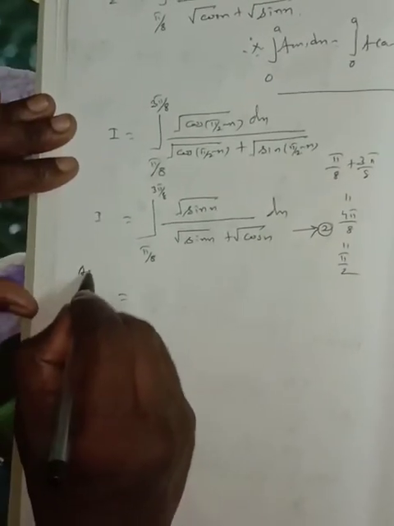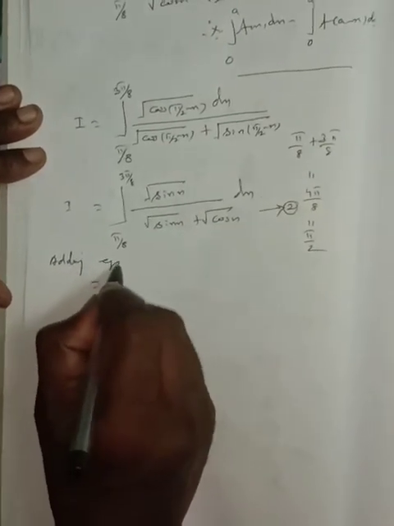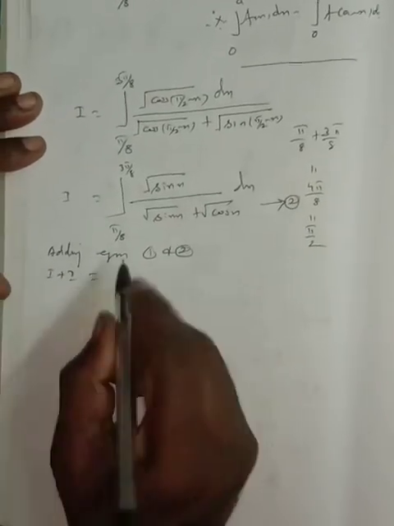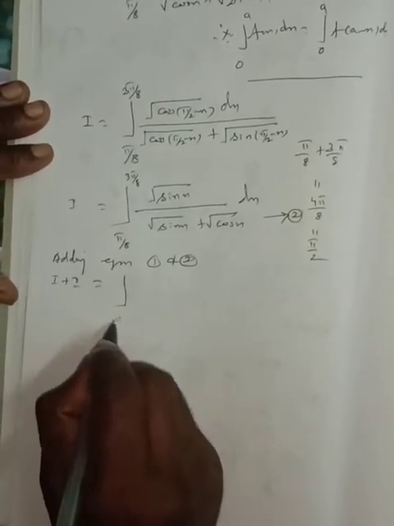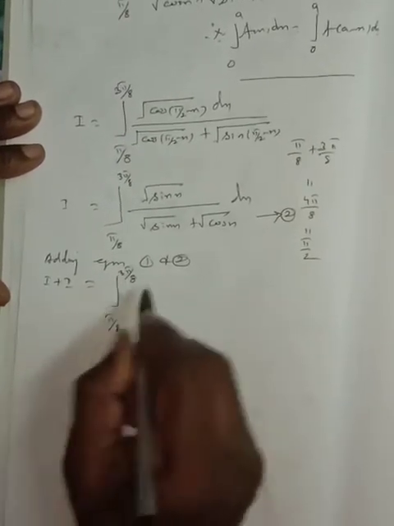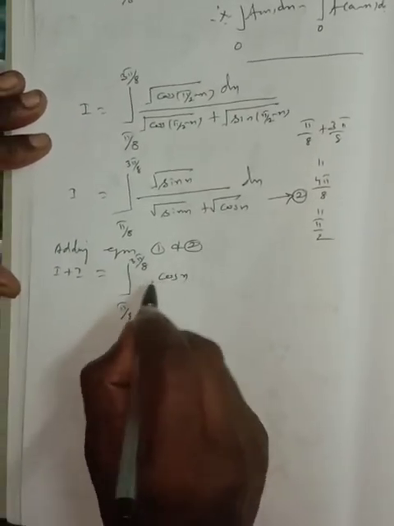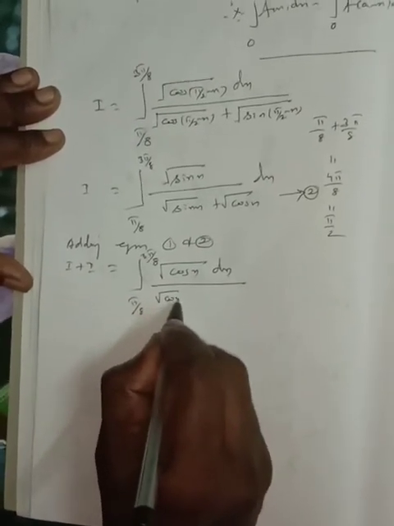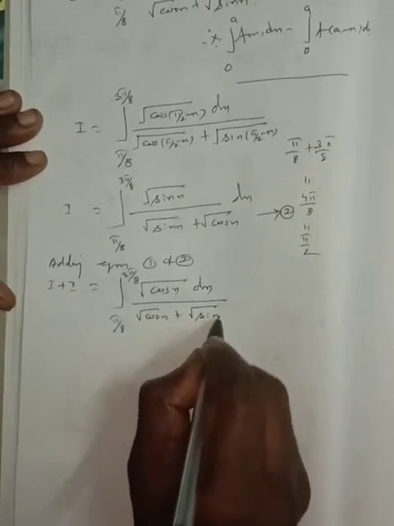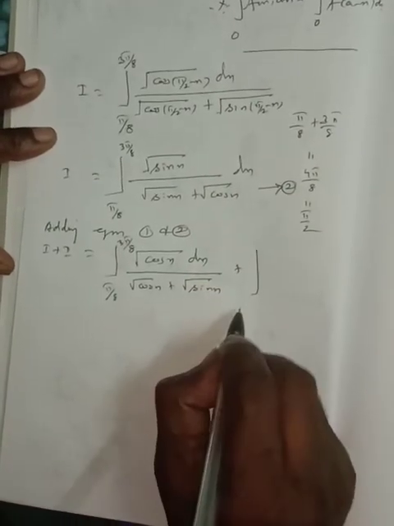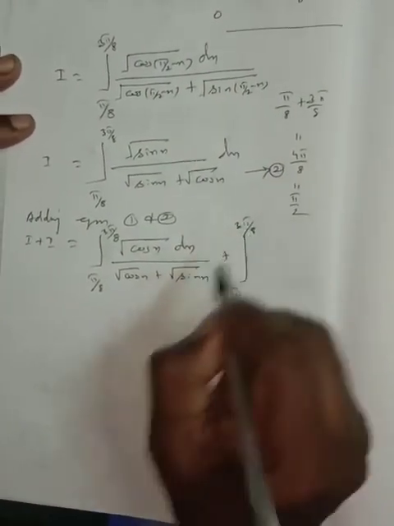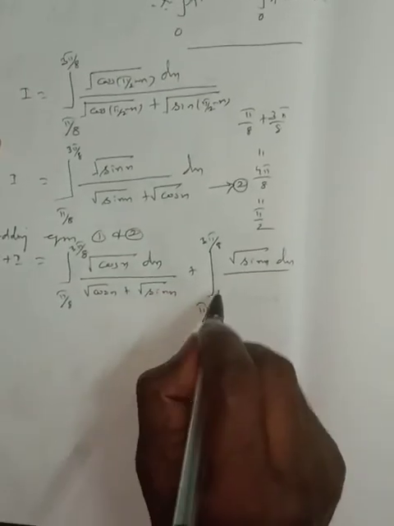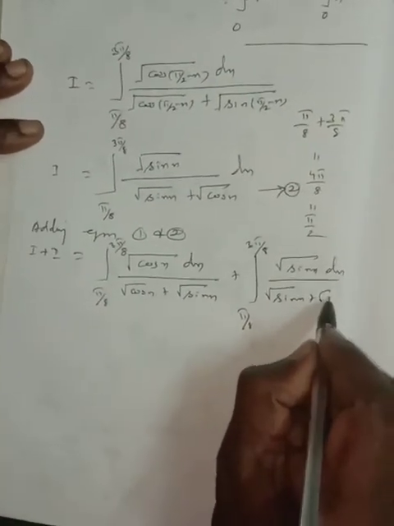Adding equation number 1 and 2, we have I plus I is equal to integral pi by 8 to 3 pi by 8 root of cos x dx divided by root of cos x plus root of sin x, plus integral pi by 8 to 3 pi by 8 root of sin x into dx divided by root of sin x plus root of cos x.